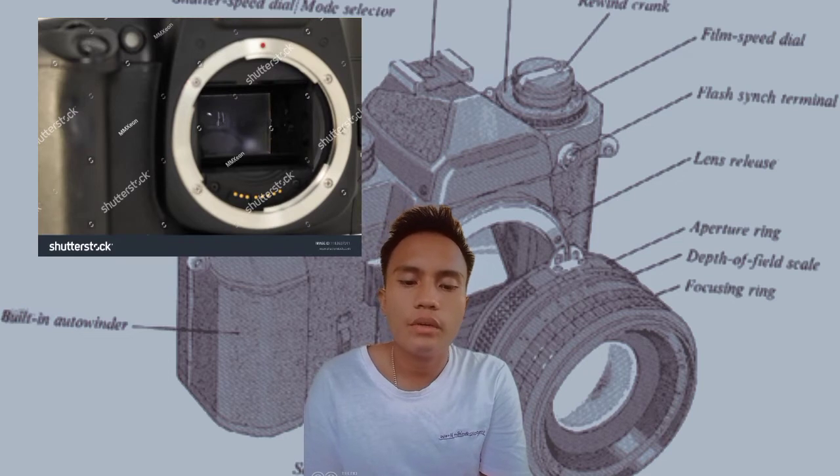Fifteen is the reflex mirror. The reflex mirror is what gives SLR cameras their name. The R in SLR stands for reflex. The purpose of the reflex mirror is to bounce the light coming through the lens at a 90-degree angle straight upwards to the viewfinder and your eye.